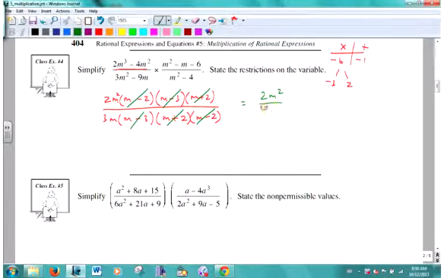2m squared over 3m. Can I do something else? Get rid of that. Get rid of that. That's 2m over 3. And restrictions, I want to look here. M can't be plus or minus 2, 3, or 0.